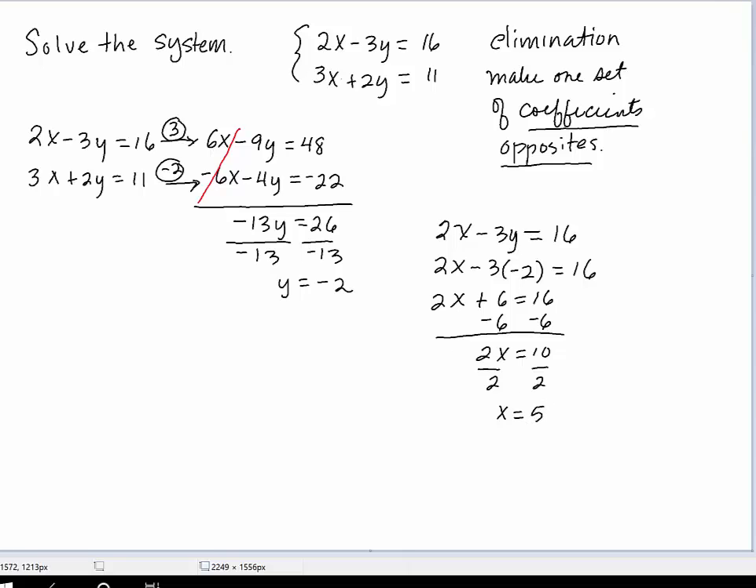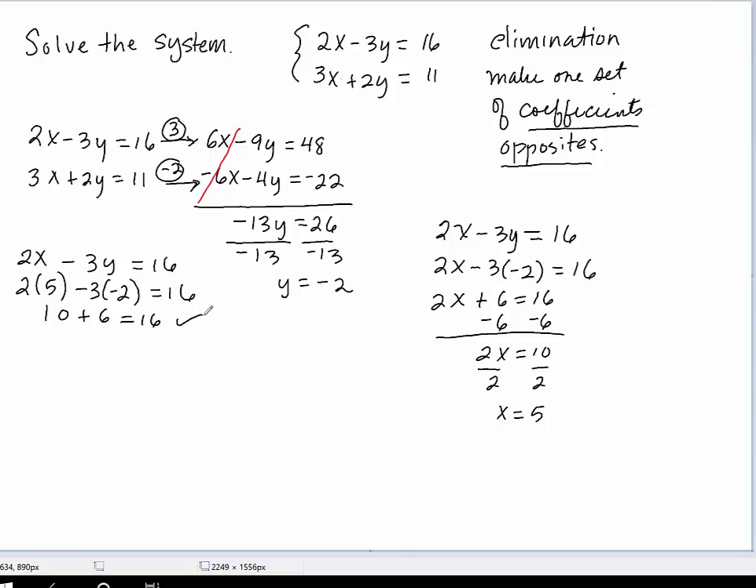Now, anytime I'm solving a system, before I reach the conclusion that this is the actual solution, I need to substitute it into both equations to make sure it works. So I'm going to substitute it into the first equation. I put in x is 5 and y is negative 2 in 2x minus 3y equals 16. That gives me 10 plus 6 equals 16, and that is true.